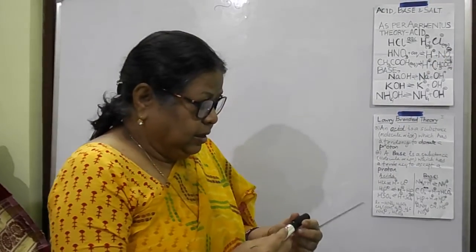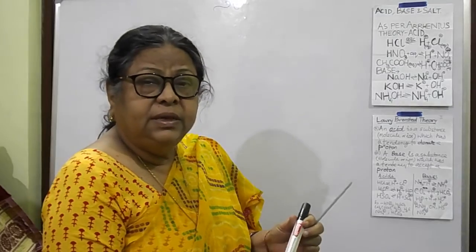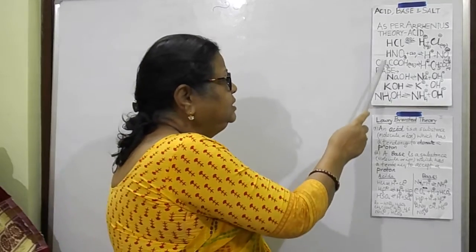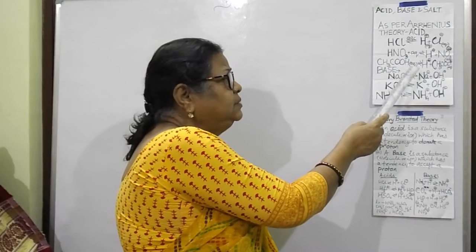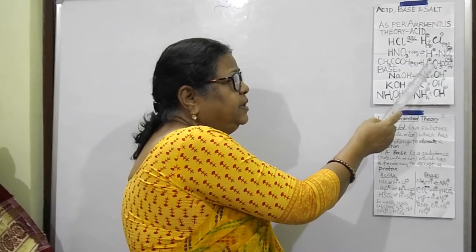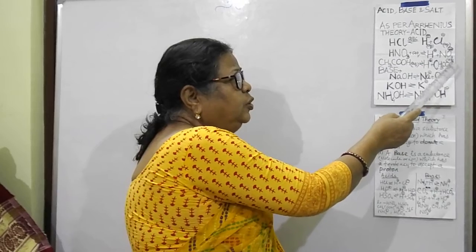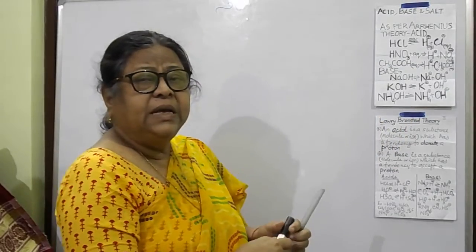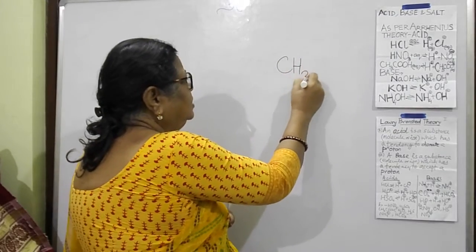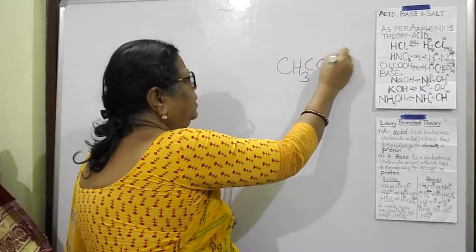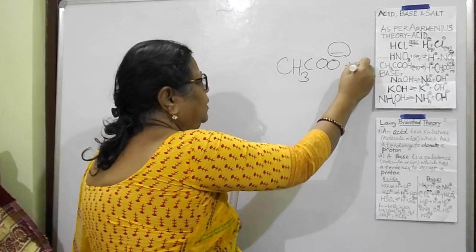Similarly, these two are strong acids, and another one is acetic acid. It is a weak acid, CH3COOH. When it dissolves in water, it gives H plus ion and CH3COO minus ion, that is known as acetate ion, CH3COO minus ion plus H plus ion.